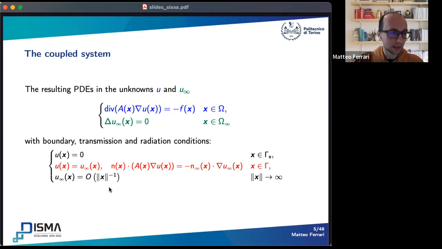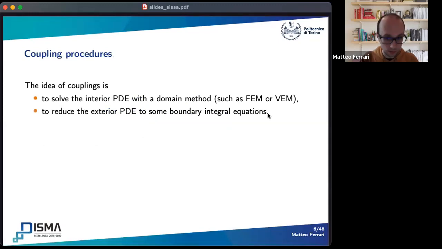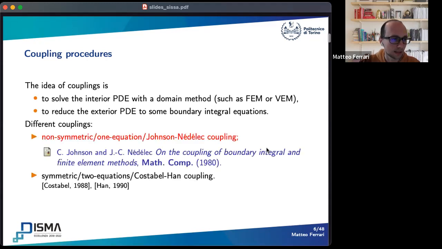The idea of decoupling is to solve this interior PDE with a domain method, such as FEM or VEM, or more in general, with a method that can deal with non-constant coefficients, and to reduce the exterior PDE to some boundary integral equation in the spirit of BEM, boundary element. Why do I say some boundary integral equation? Because there are at least two well-known couplings that differ for the number of equations we consider.